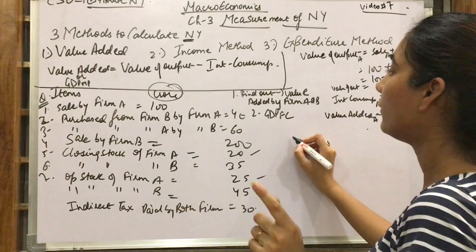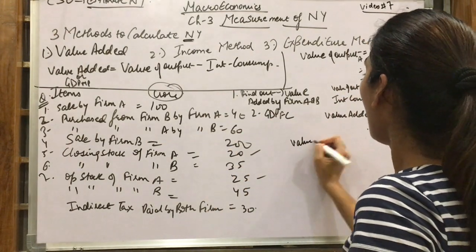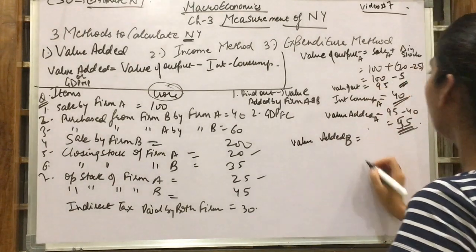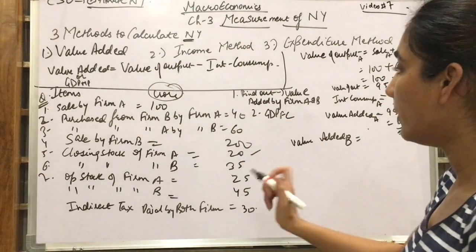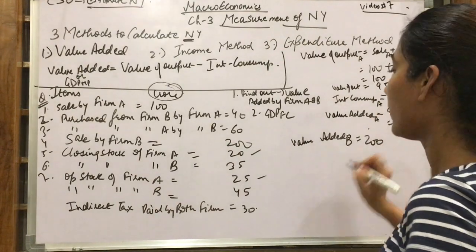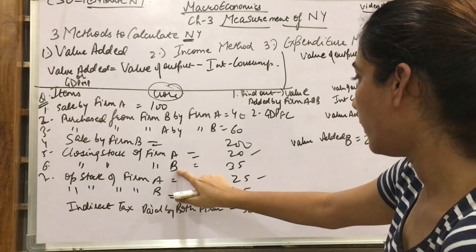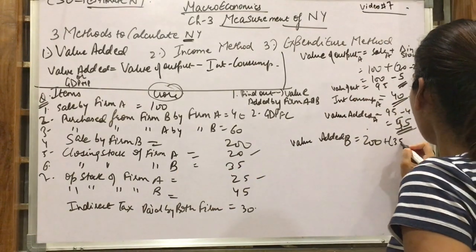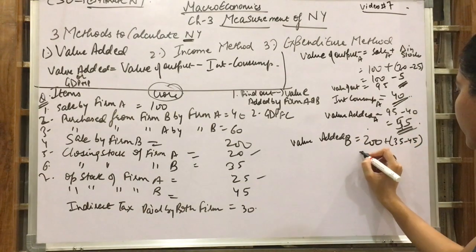Now value added of firm B. How will we calculate? With the same method. Value added of firm B will be, value of output is the sale of firm B. Sale of firm B is 200 plus change in stock, which is 35 minus 45. 35 minus 45. Now we are doing this formula directly.